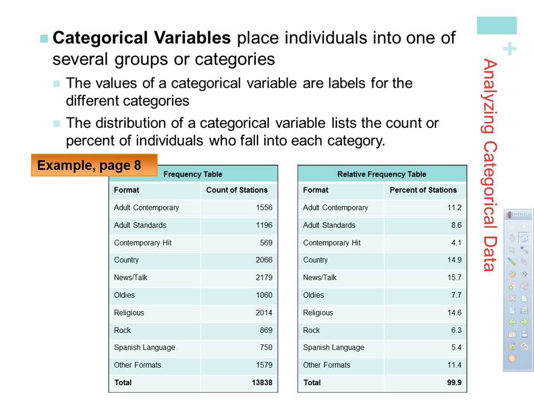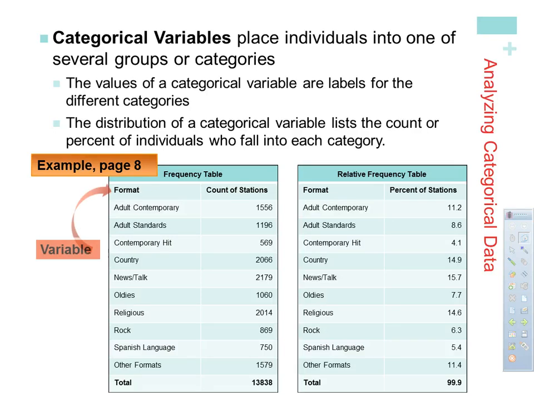And so here's an example of a categorical variable broken down. This is an example on page 8. Page 8 talks about Arbitron, which is a radio rating service. They gathered 13,838 radio stations and put them into categories based on their programming. And this is the data that they collected, right?